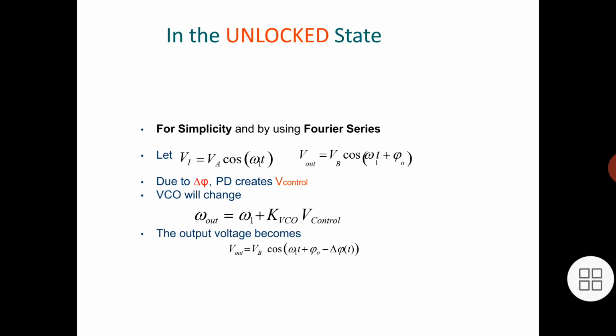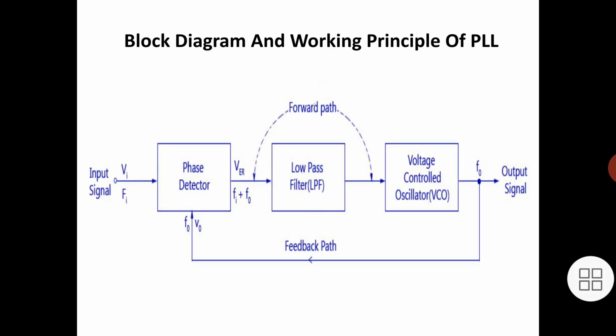And in the unlocked state, Vi is equal to Va cos omega 1 t, V out is equal to Vb cos of omega 1 t plus phi 0 minus delta phi of t. That is the unlocked state of the two signals. And this is the block diagram. I will give the explanation of this block diagram.